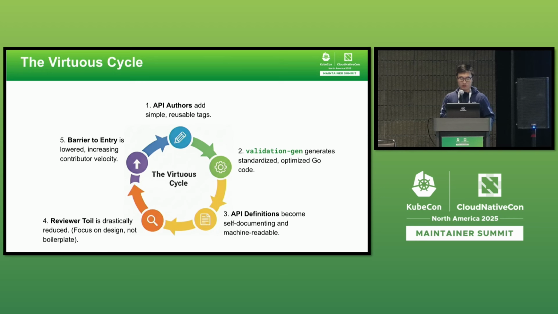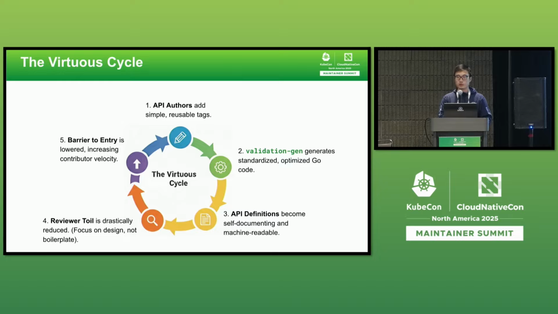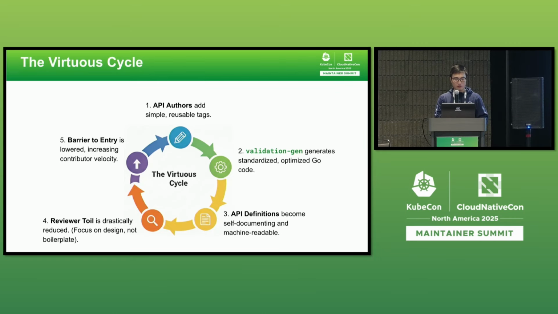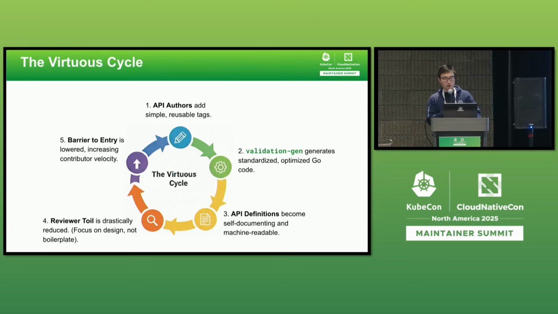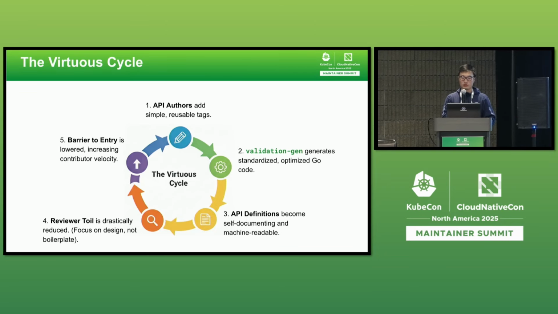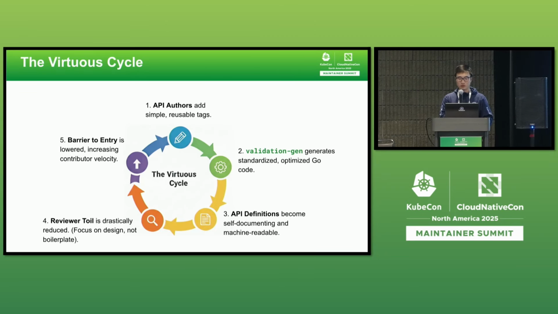So it will result in a virtuous cycle. API authors just need to add simple, reusable tags. The tools will generate the optimized Go code. And the API definition becomes self-documenting and machine-readable. I think it's easier for new AI to understand it too. And reviewers will drastically reduce their toil and focus on the design instead of reviewing the boilerplate of validation Go code. The barrier to entry is lower, so you will generally increase contributor velocity.